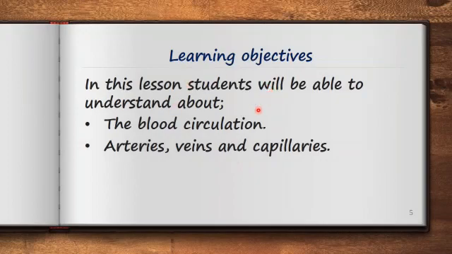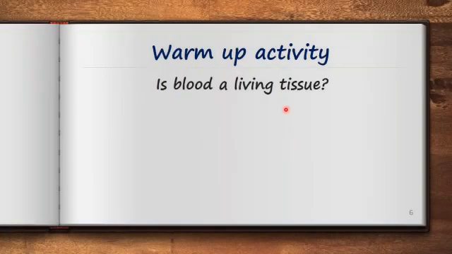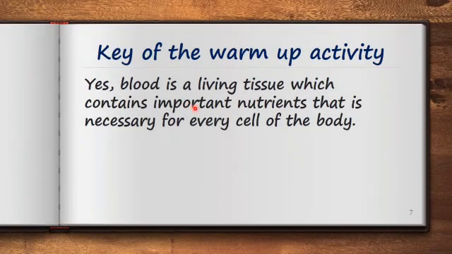So today's lesson learning objectives are the blood circulation and arteries, veins, and capillaries. So let's start with the warm-up activity. Is blood a living tissue? Well, the answer is quite simple, and I have told you earlier in your previous class as well. Very good. Yes, blood is a living tissue which contains important nutrients that are necessary for every cell of the body.